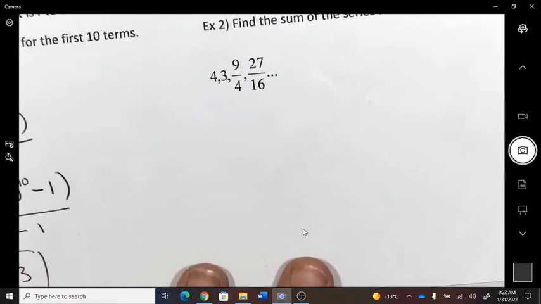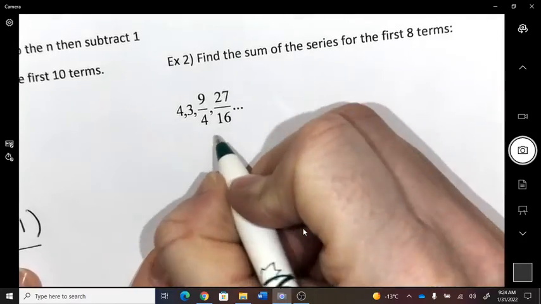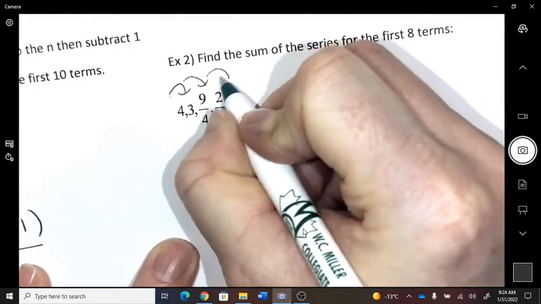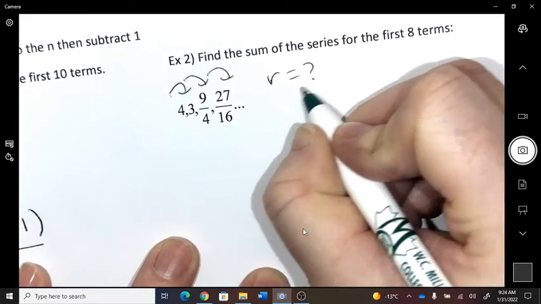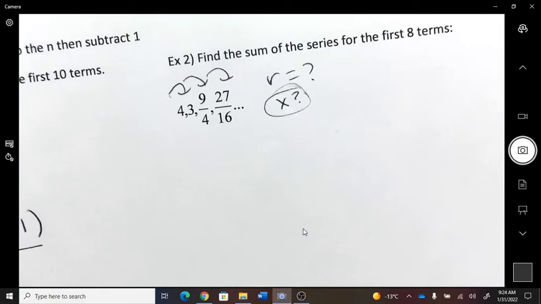Okay. Find the sum of the first eight terms. Okay, so let's get the R ratio first. What am I multiplying by? That's the question, right? What am I multiplying by? How did you get from a 4 to a 3? What did you multiply by? Can you see it?